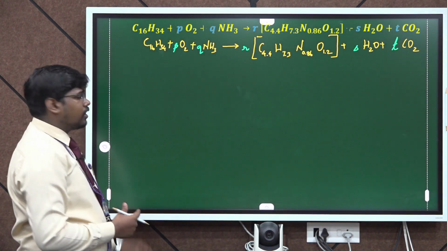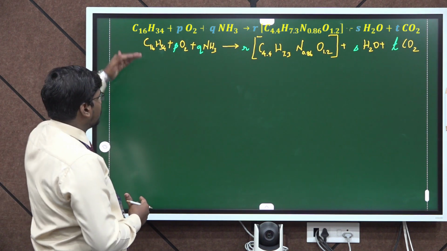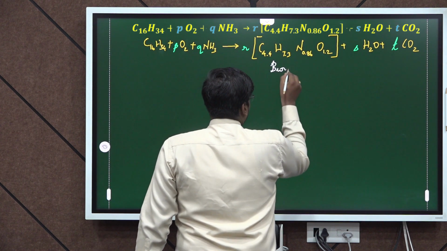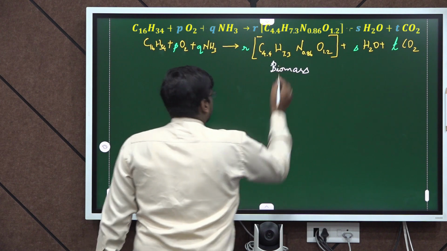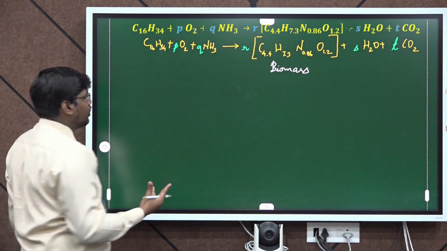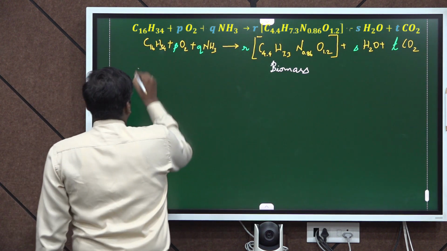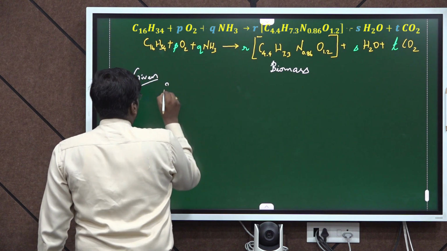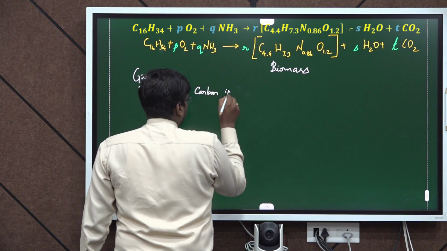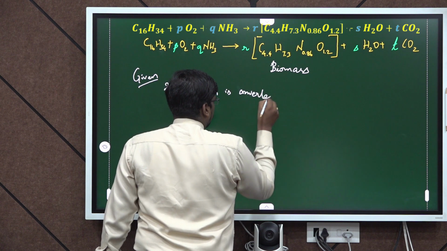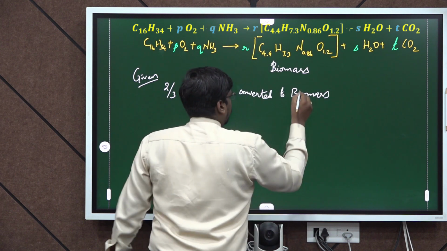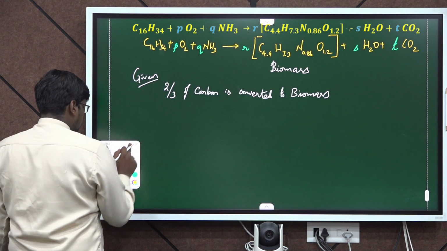I have given a biochemical reaction here. In this reaction, hexadecane is used as the substrate and biomass is produced. So this is the biomass that is produced. This is experimentally determined. This organism is assumed to convert 2/3 of the given carbon into biomass. So given here is 2/3 of carbon converted to biomass.